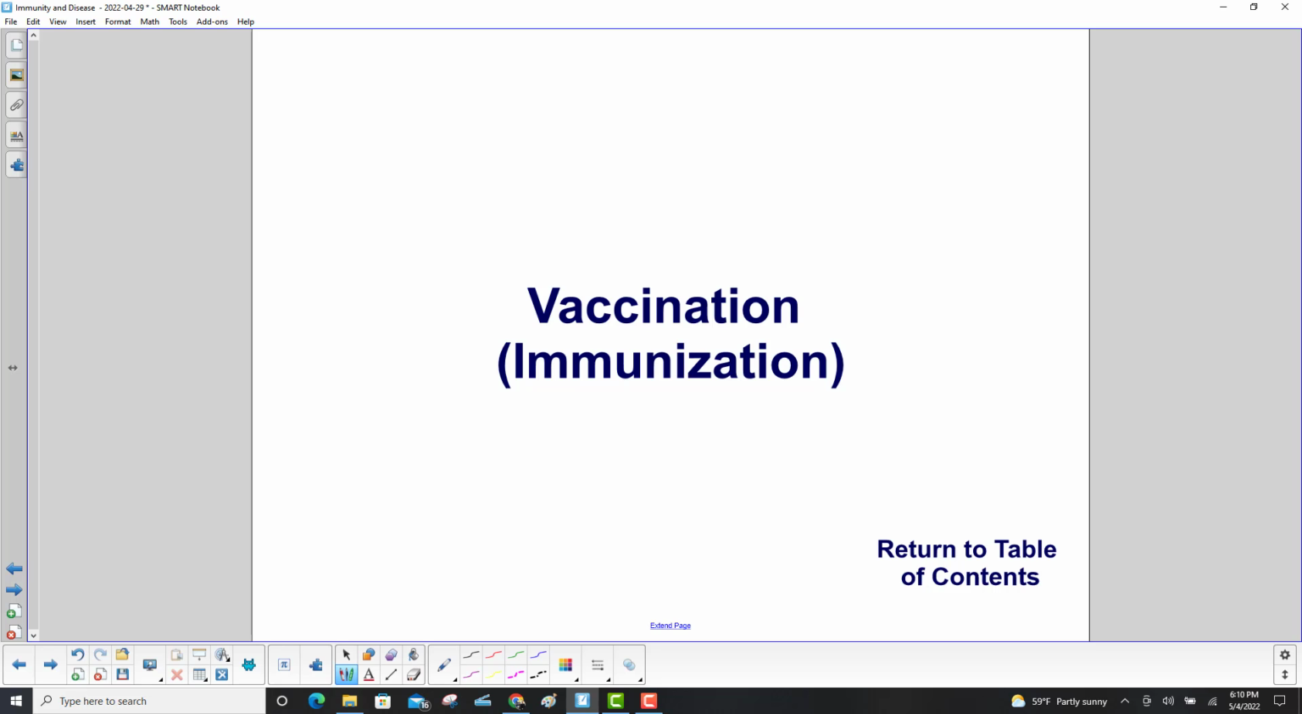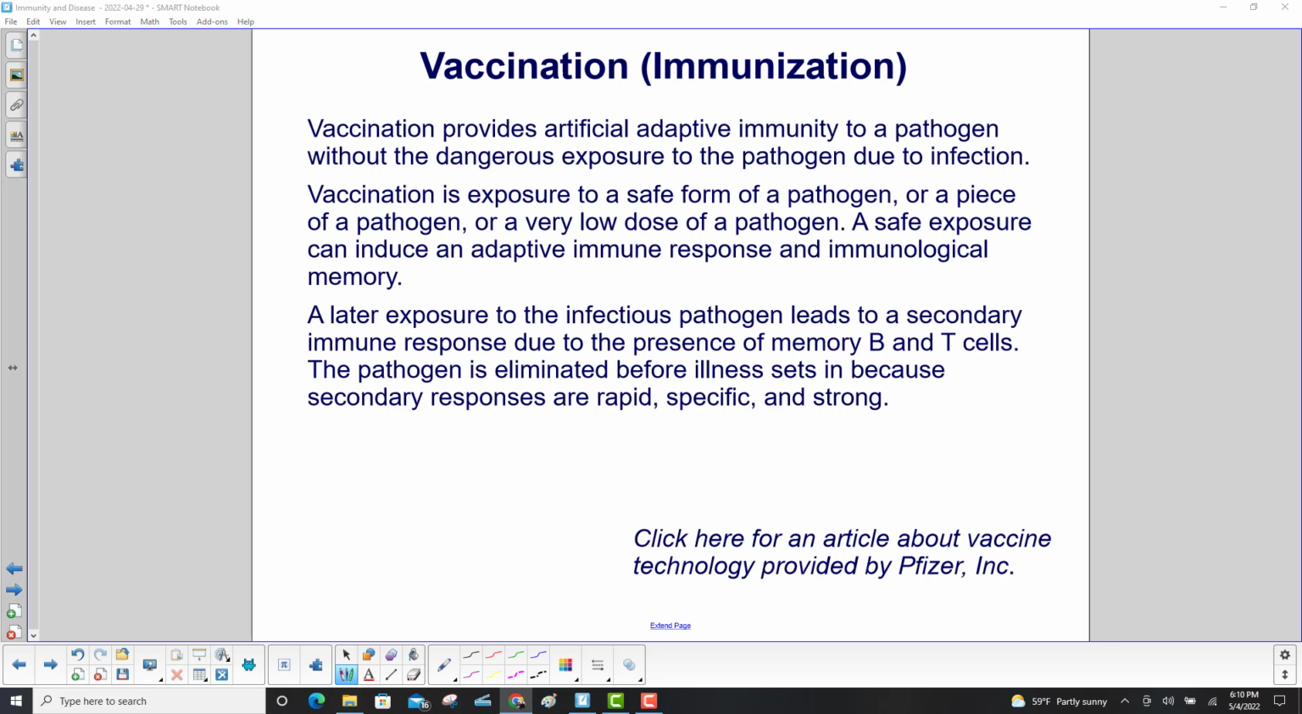Vaccination or immunization, both mean the same thing. Vaccination provides artificial adaptive immunity to a pathogen without the dangerous exposure to the pathogen due to an infection. Vaccination is exposure to a safe form of the pathogen or a piece of a pathogen or a very low dose of a pathogen. A safe exposure can induce an adaptive immune response and immunological memory.